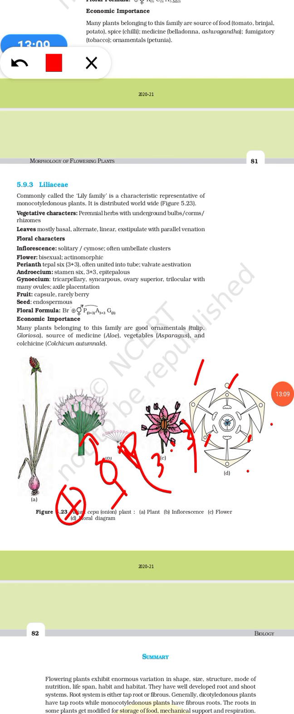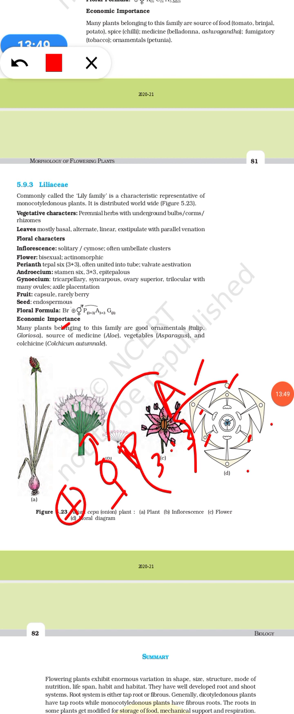Then we have androecium as 3 plus 3, epipetalous. So when I say A, epipetalous, I will be joining it. So there is 3 plus 3, 1 from each. Next, tricarpellary, there are 3 carpels. Syncarpous, ovary superior, trilocular with many ovules and axile placentation. So capsule is there, rarely berry, and endospermous. So they are bracteate as well. So there is a bracteate formation that is there.